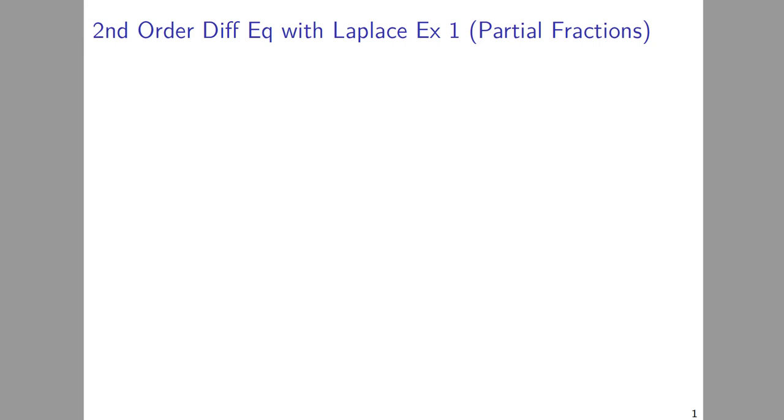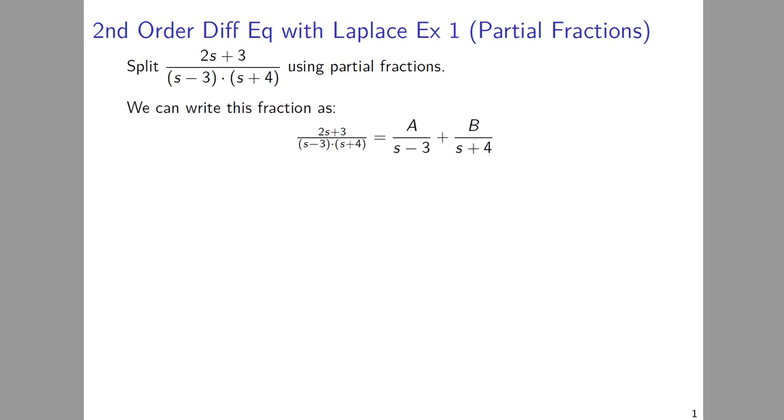In this video, we'll split the fraction (2s + 3) over (s - 3)(s + 4) using partial fractions. The idea behind partial fractions is that we can write (2s + 3) over (s - 3)(s + 4) as the sum of two terms: A over (s - 3), the first factor in our denominator, plus B over (s + 4), the second factor in our denominator.